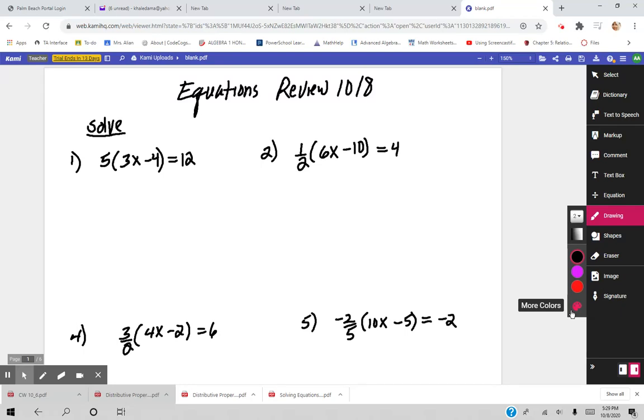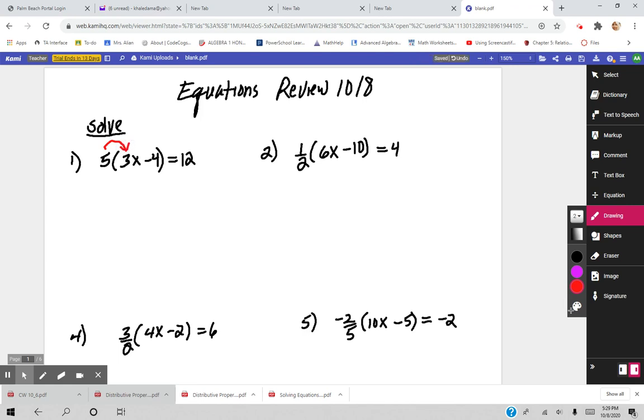Hi everyone. So we're going to review solving equations that include the distributive property and some fractions. Okay, so let's get started. So we're going to distribute to get rid of the parentheses so we can solve the equation.